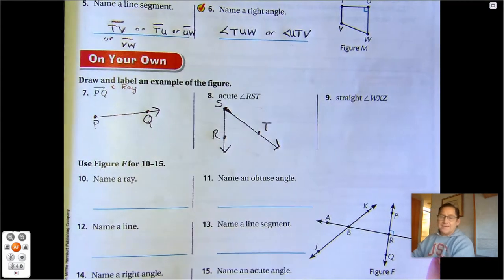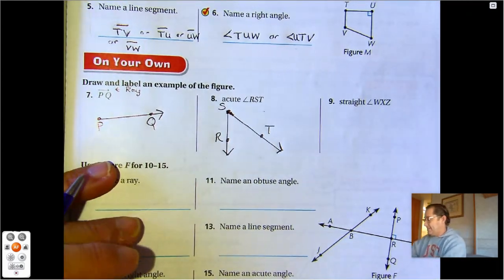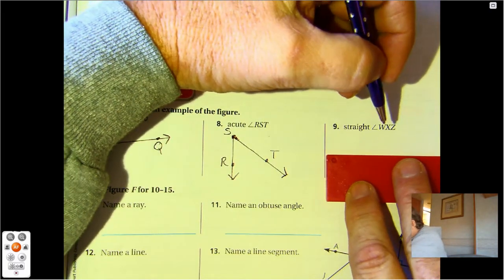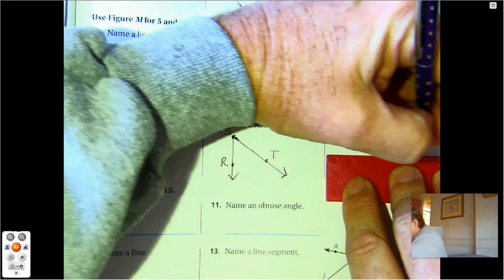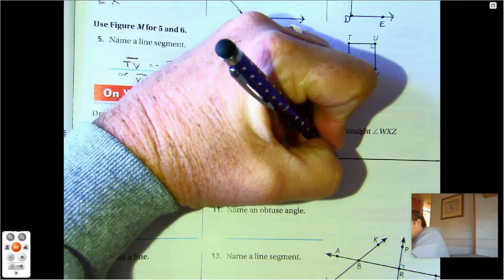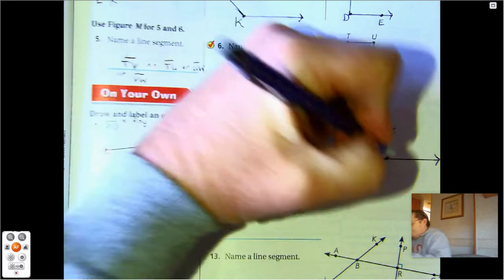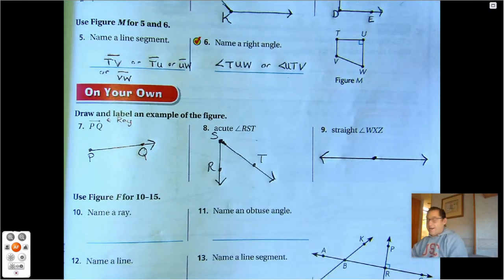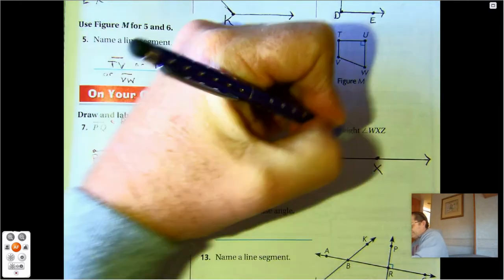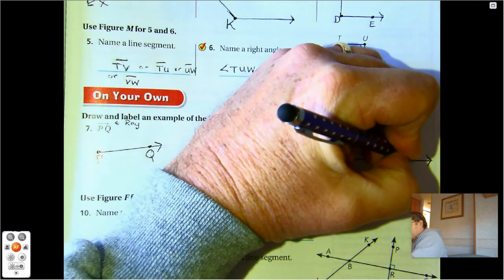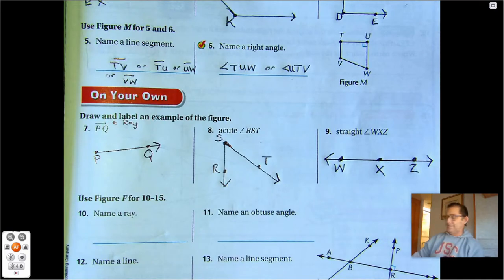Draw a straight angle WXZ. Well, a straight angle is a line. The middle point of the straight angle is X. And then we just put in the other points, W and Z.